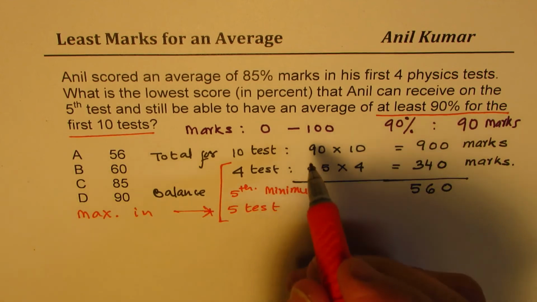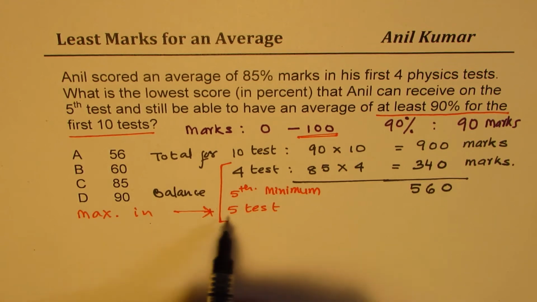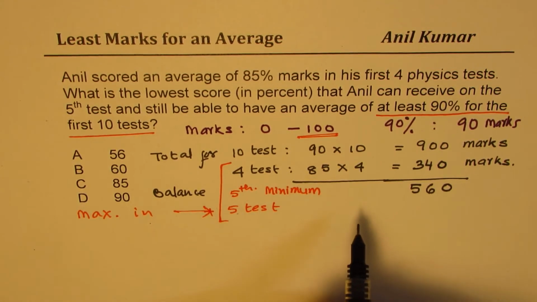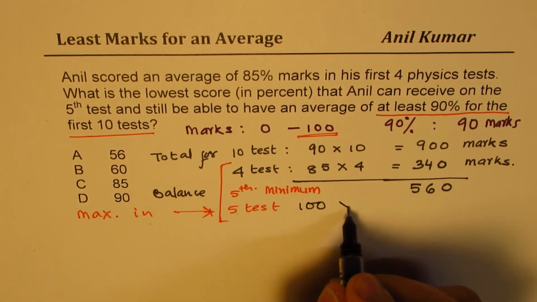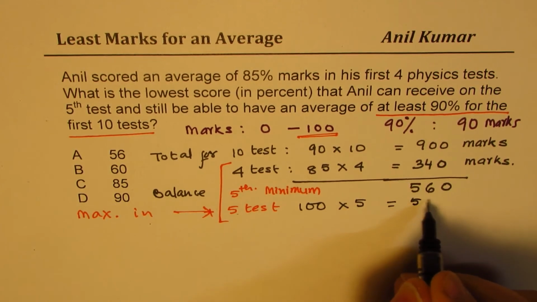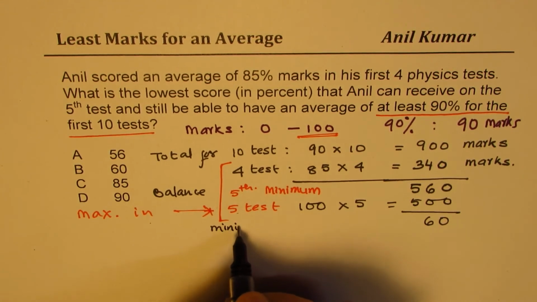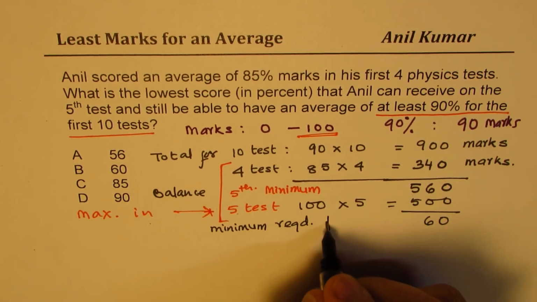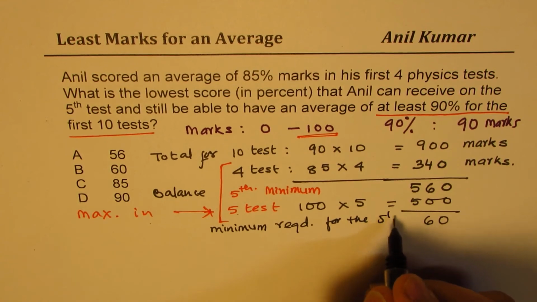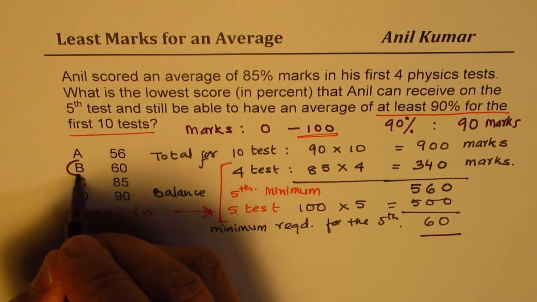So the maximum you can score is 100. So that is to say that the maximum marks which can be scored in the 6th, 7th, 8th, 9th and 10th test is 100. So in those 5, that is what can be scored. So the balance, which is 60, is the minimum required for the 5th test. Correct? So that is how we get our answer. So I hope this concept is clear. So it is option B.